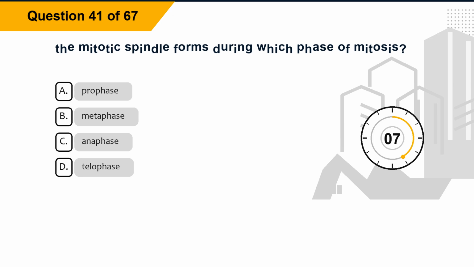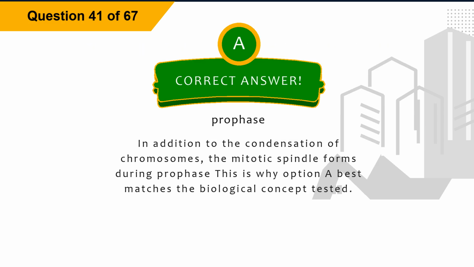Option A, prophase. Option B, metaphase. Option C, anaphase. Option D, telophase. The correct answer is option A, prophase. Explanation. In addition to the condensation of chromosomes, the mitotic spindle forms during prophase. This is why option A best matches the biological concept tested.